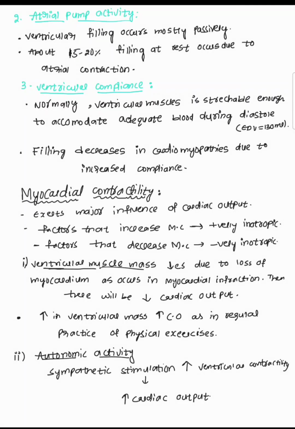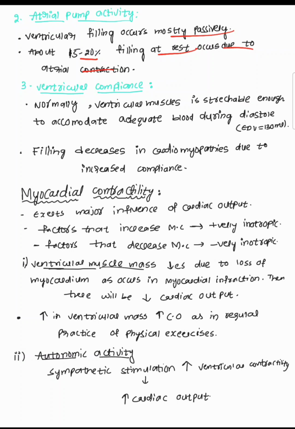Next, atrial pump activity. Ventricular filling occurs mostly passively. About 15 to 20% of filling at rest occurs due to the atrial contraction. In the cardiac cycle, you will understand this: most of the filling occurs passively, and only 15 to 20% occurs because of the atrial pump activity. You remember. Then, ventricular compliance.